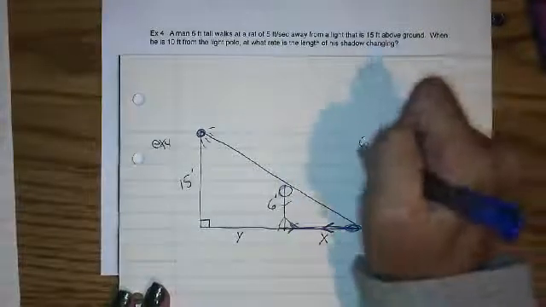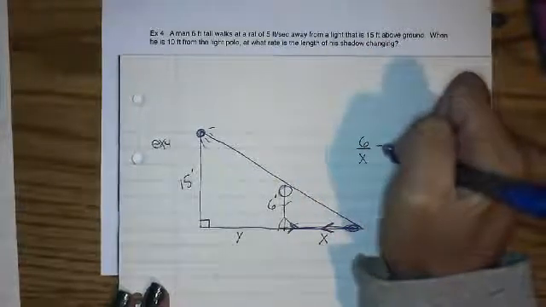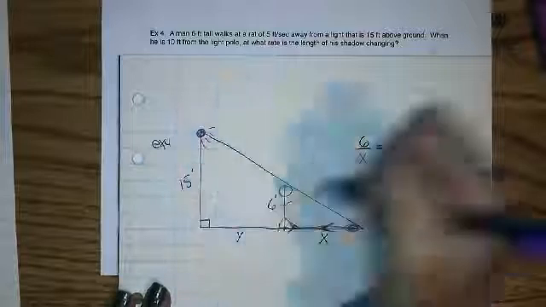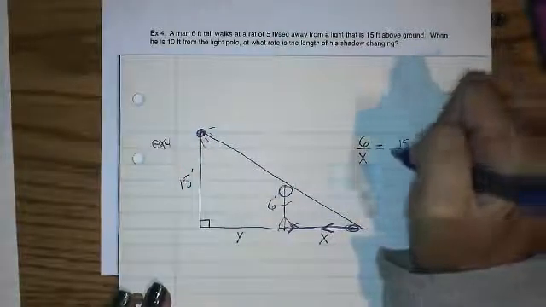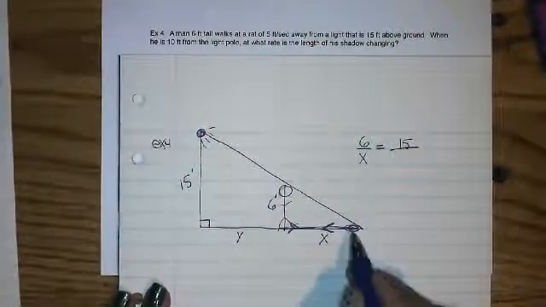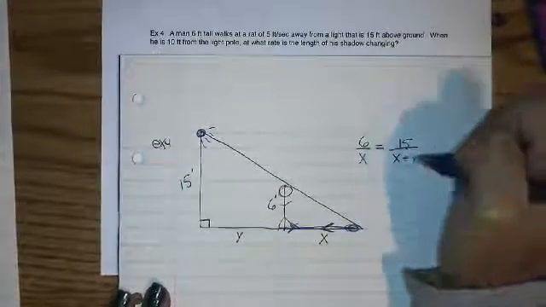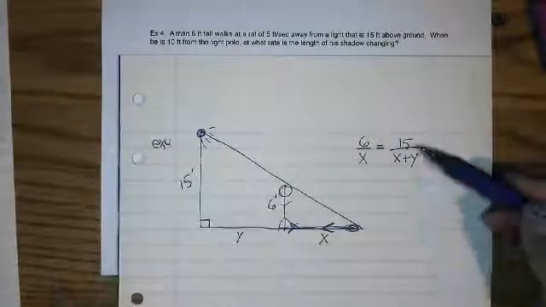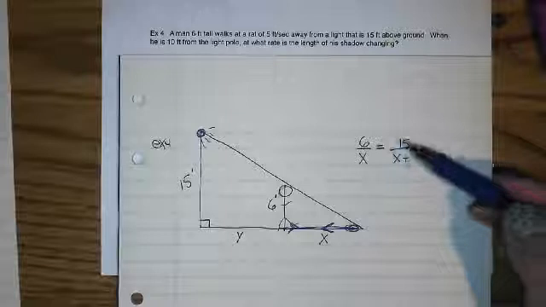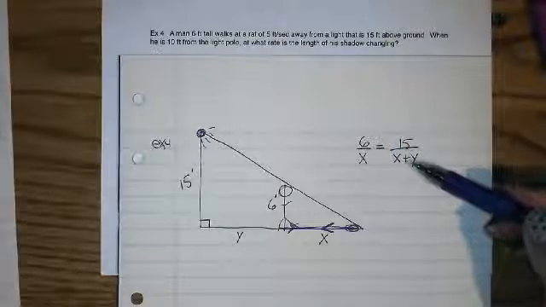Or any way you want to do it. I could go height to height and then length to length. Doesn't matter. I'm going to go height to shadow. So that will be 6 over x. That proportion is going to have to equal, the height is 15. And this length, I'm going to have to add the two together, x plus y.